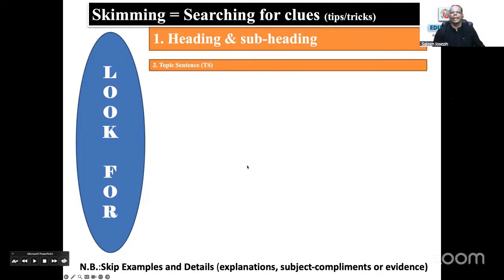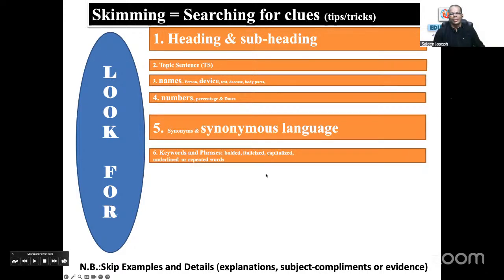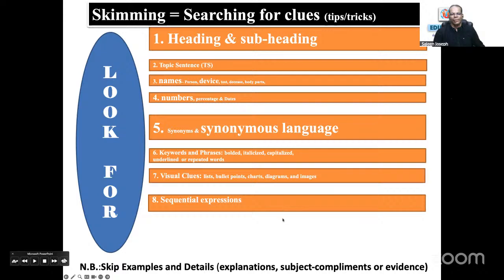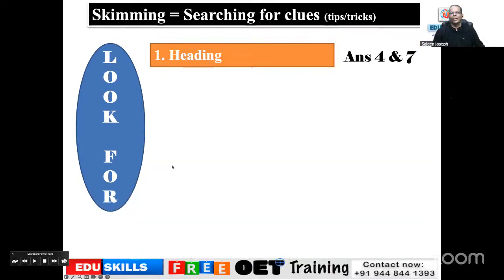So we look for headings and subheadings. We don't look for topic sentences here. Names, we don't look for. Numbers, we don't look for, but we look for synonymous language. Other things we are not looking into in this. Don't search for all the clues, all the 10 clues, in every text. When you are competent, you will come to know.